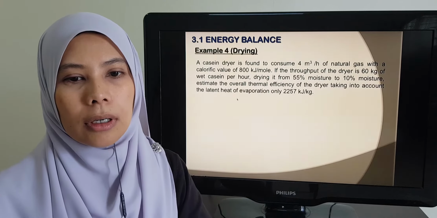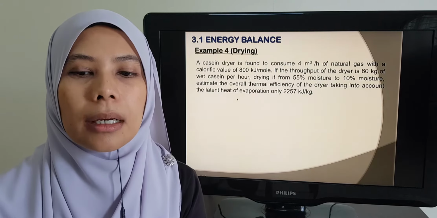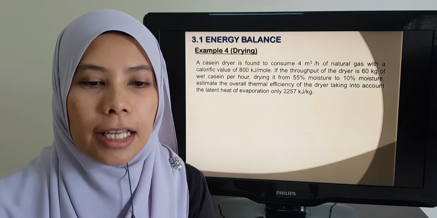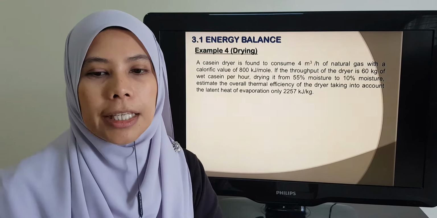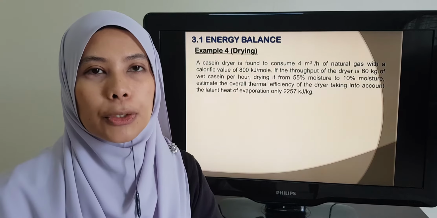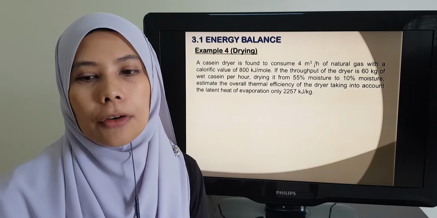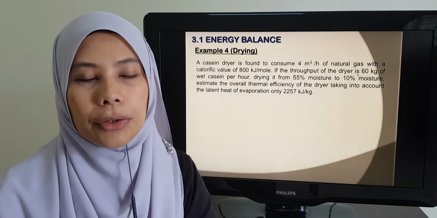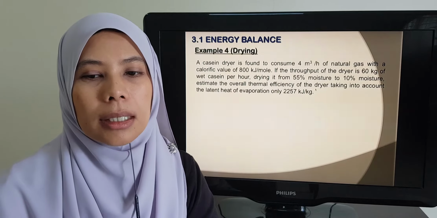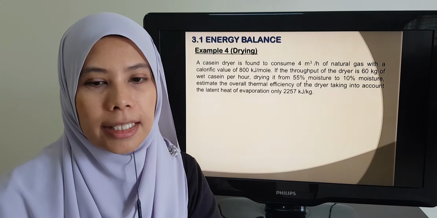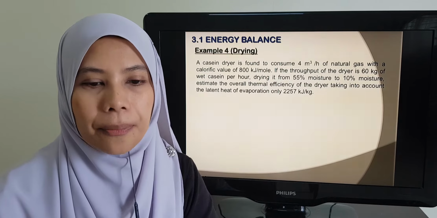Okay, example 4. A casein dryer is found to consume 4 meter cubic per hour of natural gas with a calorific value of 800 kilojoule per mole. The throughput of the dryer, which is the system, a continuous system, is 60 kilogram of wet casein per hour. It will dry the wet casein from 55% moisture to 10% moisture.